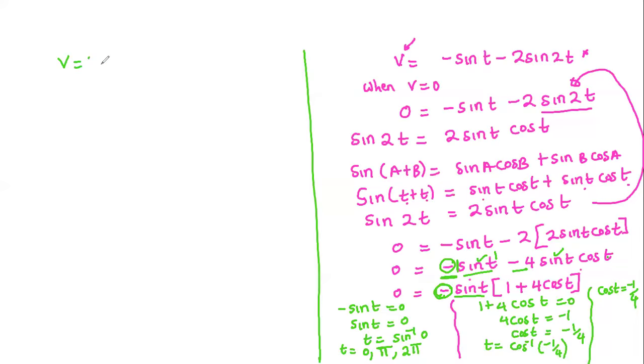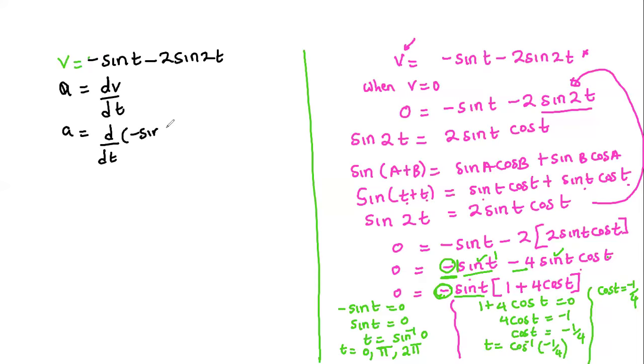Now we had our velocity. Let me use another color. Okay, let me use black. So we had negative sine of t minus 2 sine of 2t. Now remember we said that to get our acceleration, we shall differentiate our velocity with respect to time. Can I have a volunteer to differentiate for us? Who wants to do that for us? Okay, Ruth.